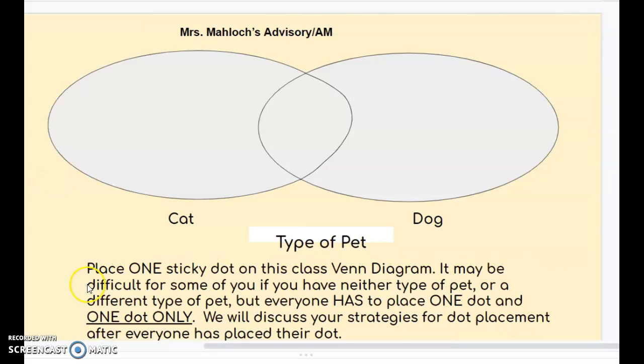The next one is a Venn diagram. Place 1 sticky dot on your class Venn diagram. It may be difficult for some of you if you have neither type of pet or a different type of pet, but you have to put one somewhere on here. Okay, so here's where you'd put it if you have a cat, here's where you put it if you have a dog, and here's where you would put your dot if you have one of each. And then maybe if you don't have a pet, you'll put one off to the side.